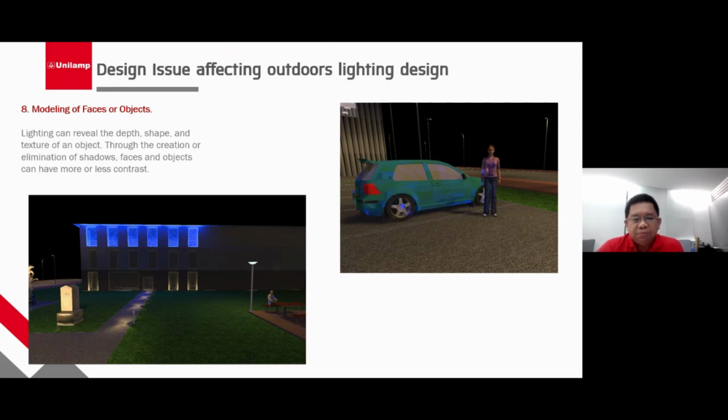It could have its possibility, so you need to make sure the modeling of faces is very important, especially in the parking area. Most of the crime happens in the parking area, in the dark surroundings. So making sure that this is properly highlighted, you can easily determine the facial looks of a certain individual. Another issue again, we need to make sure that we have a proper distribution of lighting and proper illumination.